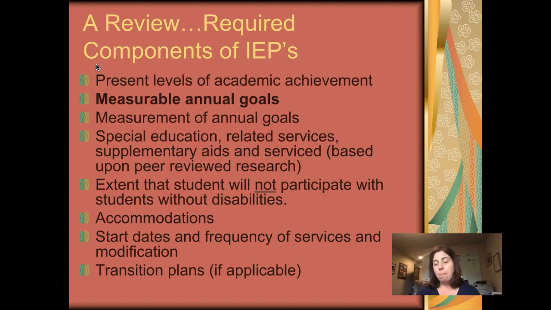So, we've talked about FAPE and LRE, least restrictive environment. And so it will talk about what is the least restrictive environment for that student and why. And then it also discusses accommodations, modifications, start dates, and frequency of services and modifications. And as we discussed in the last module, based on their age, if they need a transition plan, then it would also include a transition plan.